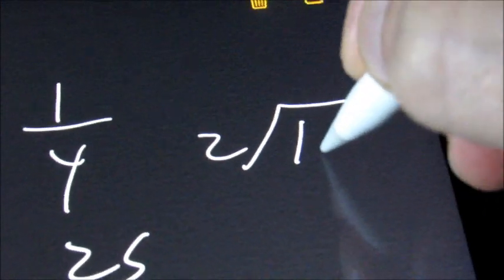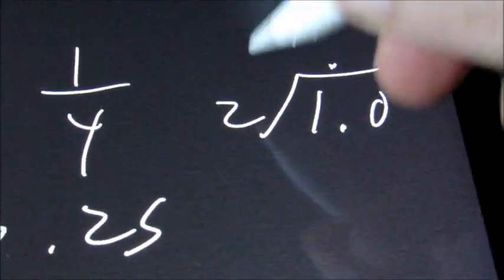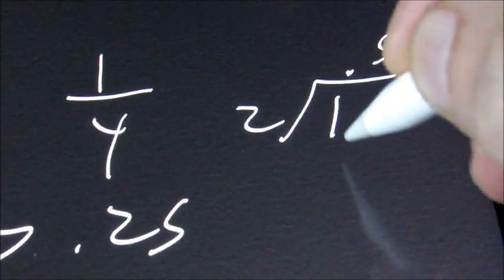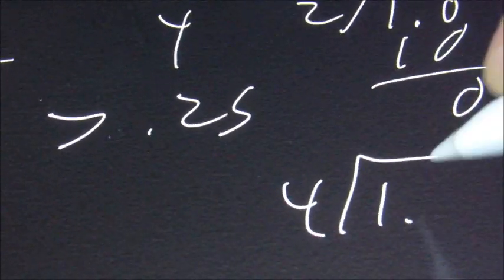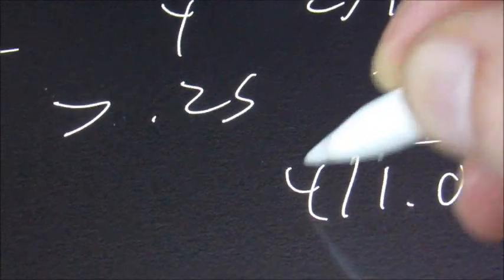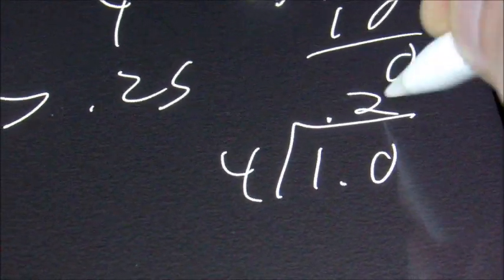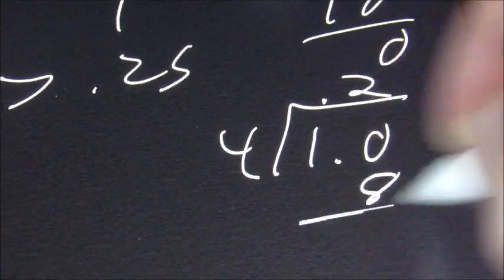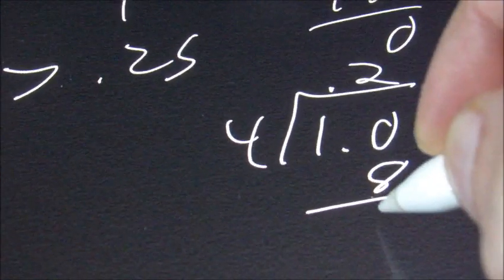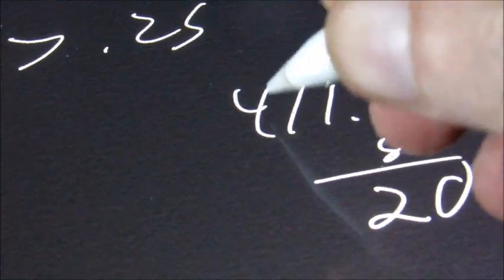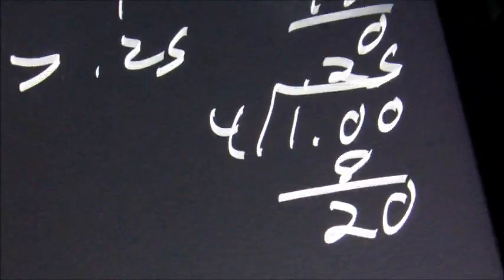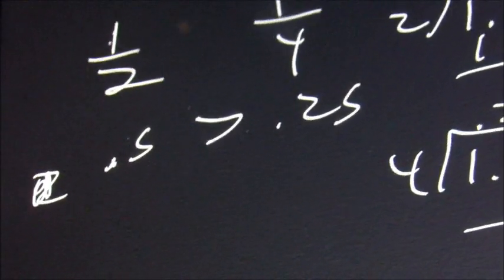And the way you do that is just 2 into 1. 2 won't go into 1, so you have to put a 0. 2 will go into 10 5 times. And 4 won't go into 1, so we have to put a 0. 4 will go into 10 2 times. 2 times 4 is 8. 10 minus 8 is 2. Put another 0. Bring it down. 4 will go into 20 5 times. So that's the easiest way to do these.